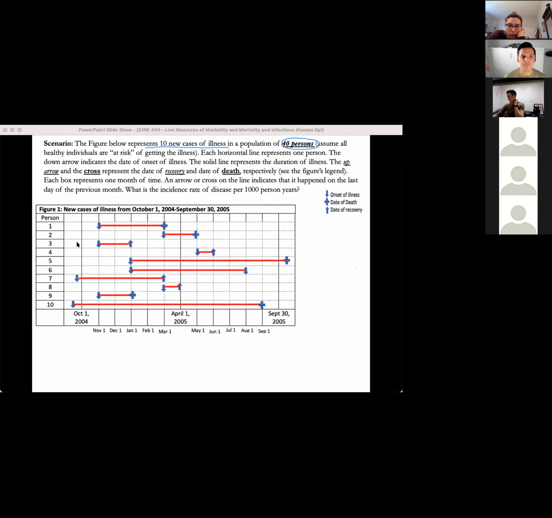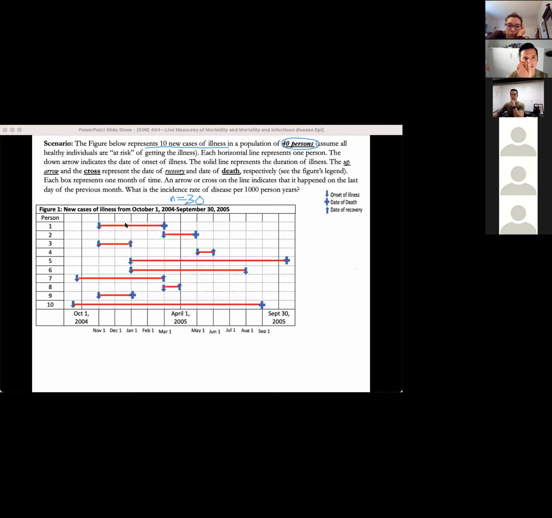And so that means that at some point in this time period, given in this figure, those 10 people got sick with whatever disease it is that we are interested in calculating prevalence and incidence for. And we are going to assume that all of the healthy individuals that are not included in this figure, so that means that there are 30 people that are not included in this figure, that they're at risk for this disease that we're calculating prevalence and incidence for.